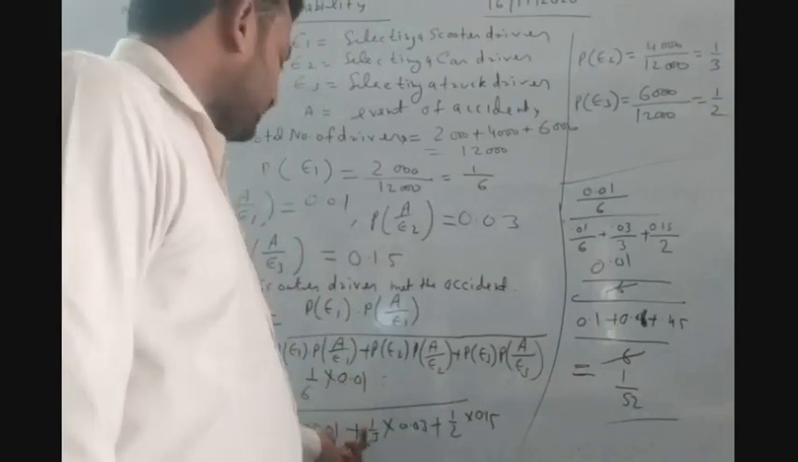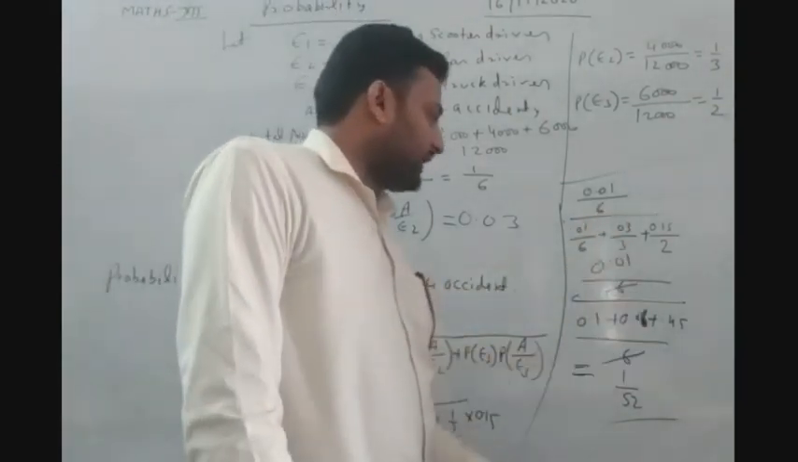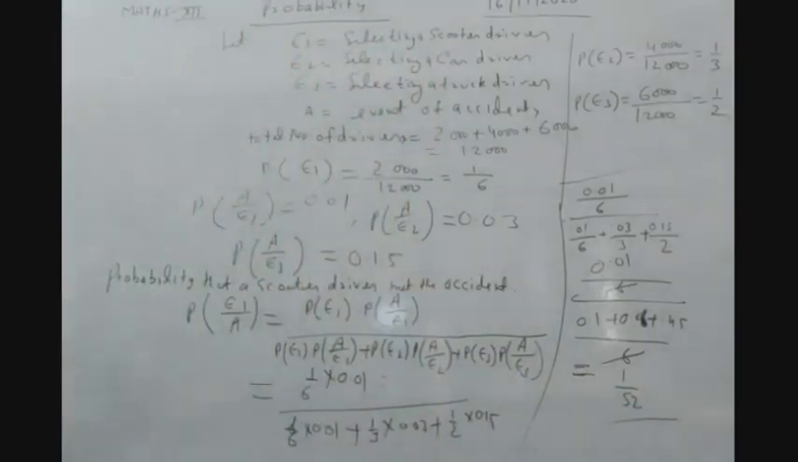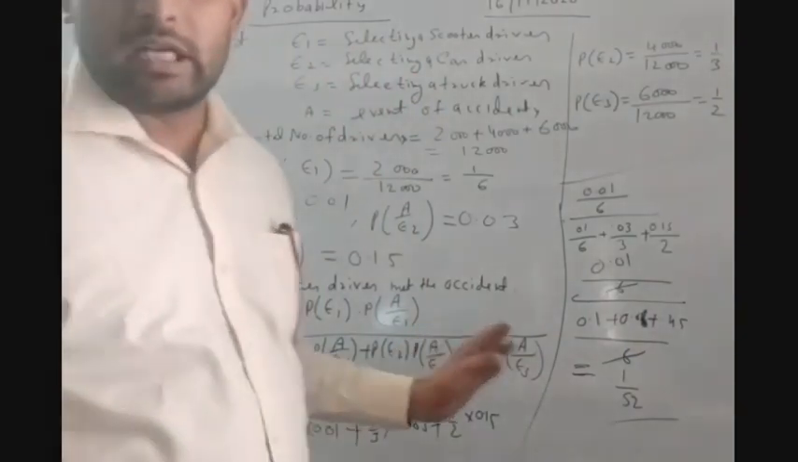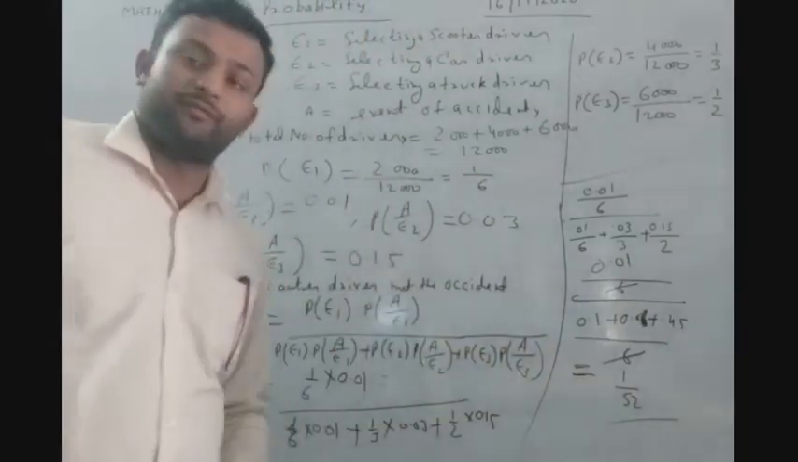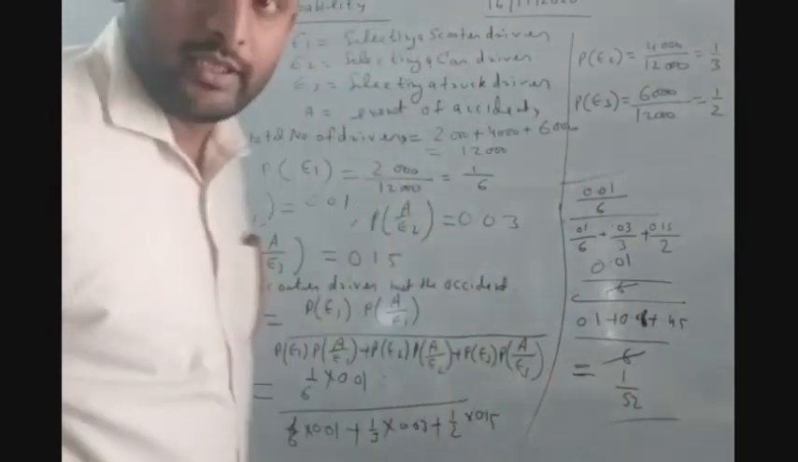And we will further solve it, and after solving, taking an LCM, we get what? 1 by 52. So it will be our required result. Okay, I hope you understand. No doubt is here in this question. Okay. Now we will see the next question.